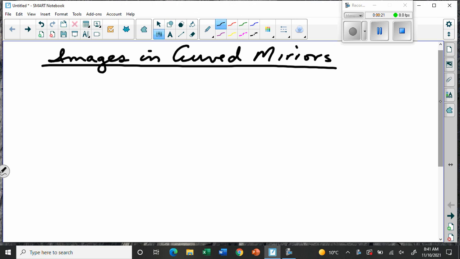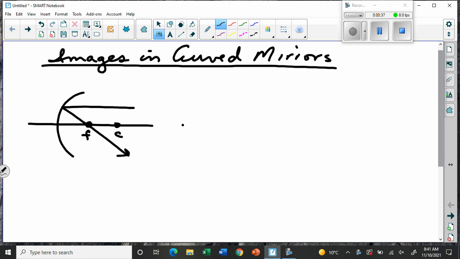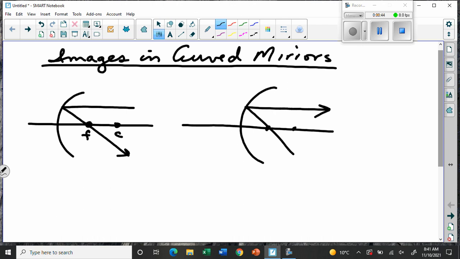To very quickly review them, if the incident ray of light is parallel to the principal axis, then it comes in and it bounces through the focus, right? If the incident ray is on a line through the focus, like this, then it would reflect parallel. If a line is coming through the center of curvature, it reflects back on itself in the same sort of way that it came.